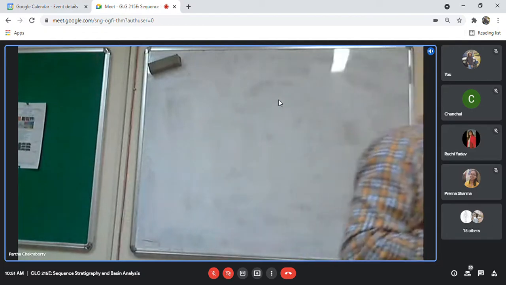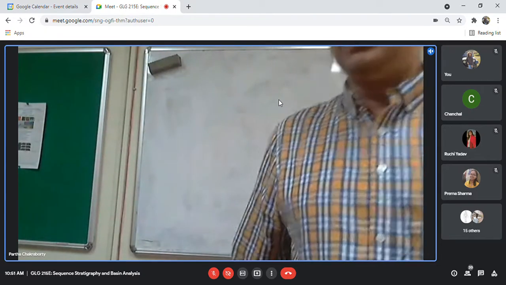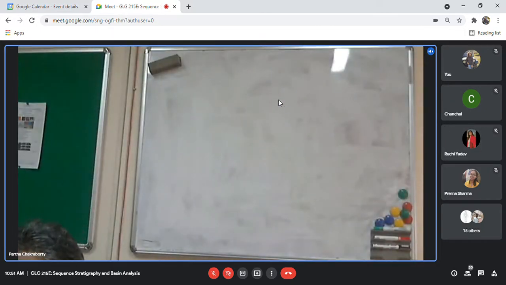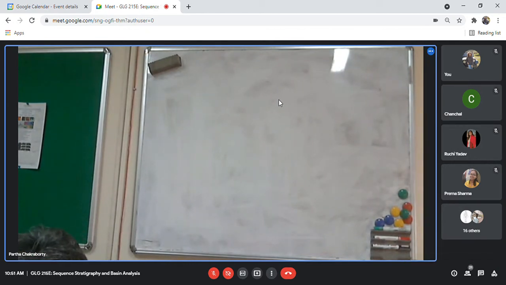We discuss these surfaces: the character of these surfaces, how these surfaces are identified, how these surfaces are characterized. So these surfaces we will be discussing now. Generally, in terms of seismic stratigraphy, I will come to a detailed description of the different surfaces.